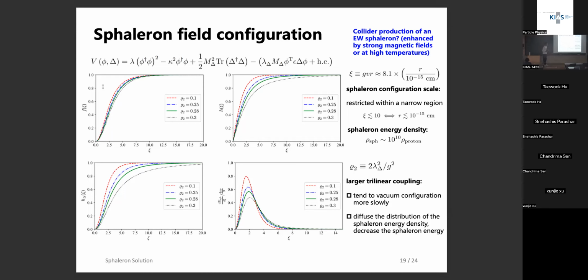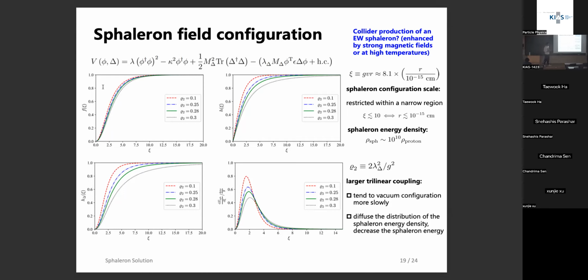Typically, the ξ should be less than about 10, which corresponds to R smaller than about 10 to the minus 15 centimeter. So this is even 2 orders of magnitude smaller than the length scale of a proton. This is why the Sphaleron looks like a particle which is localized near the origin.